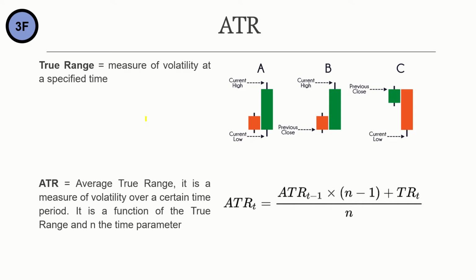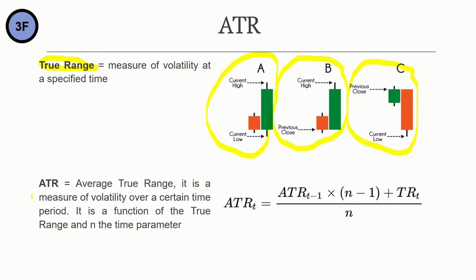The ATR stands for average true range. First we need to compute the true range. The true range is a measure of volatility at a specified time. For every candlestick, we need to calculate three things: the current high minus the current low, the current high minus the previous close, and the previous close minus the current low. Once you do that, you select the maximum of them, so we will have a single value for every candlestick.